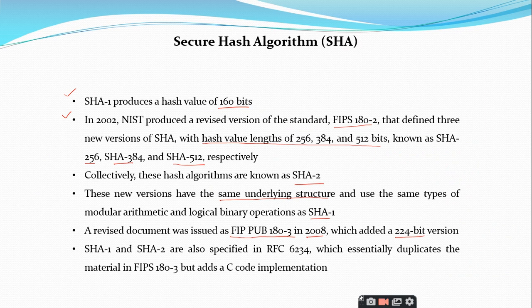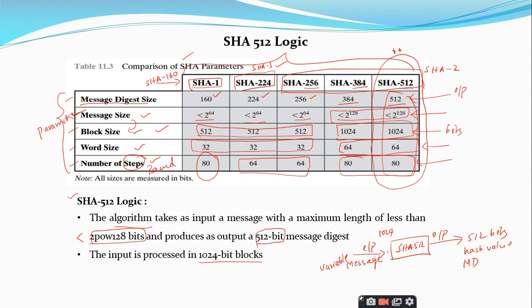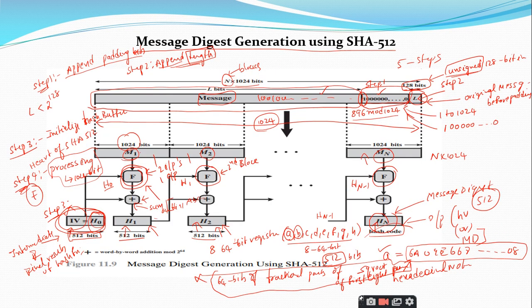And then we have SHA-3 also, which is nothing but a 224-bit version. And we have compared the SHA parameters like the message digest size, block size, word size, and number of rounds for all of SHA-1, SHA-2 and SHA-3. The point of interest for our discussion is SHA-512, the logic of which we have discussed, right? And then we went through the process of generating the message digest using SHA-512. Everything is explained in 5 steps.